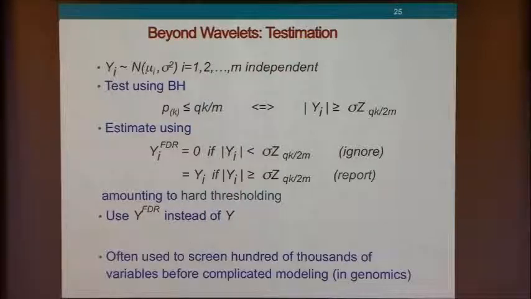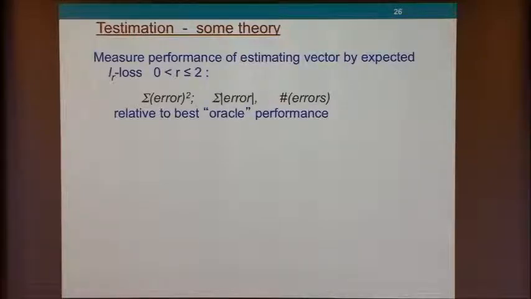And then use this Y_FDR instead of Y, and this is widely used when you screen hundreds of thousands of genes, for example, and you want to model them, and your ability to model is working with thousands of variables and not with hundreds of thousands of variables. So this serves as an initial screen, and then you continue to work with what remains there. That's exactly the point.